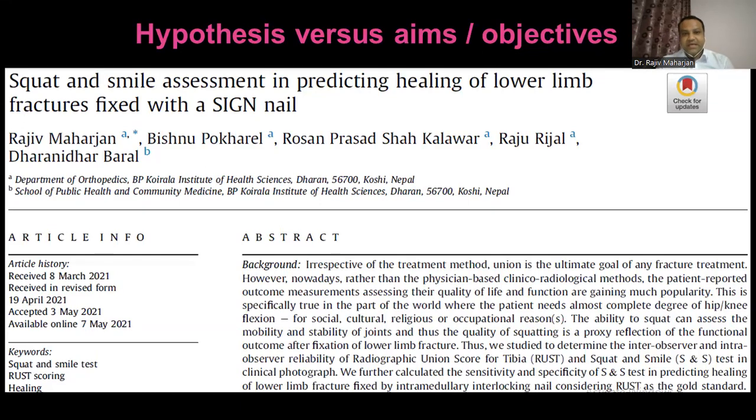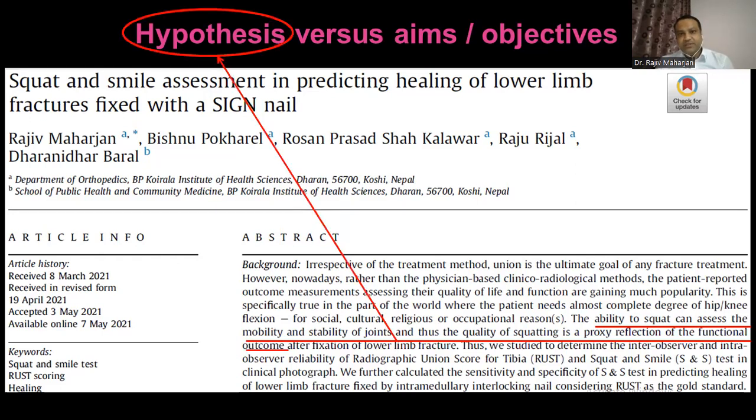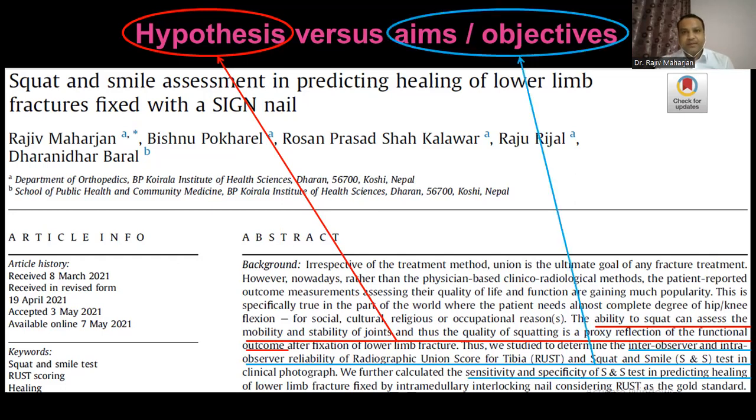If you read the background carefully, they say that the ability to squat, and squat with the mobility of certain joints, and the qualitative squatting is a proxy reflection of functional outcome. So this is a hypothesis given by the authors. Based on this hypothesis, the aim was to determine the inter-observer and intra-observer reliability and the sensitivity and specificity of the squat-and-smile test. So this forms the aims and objective of the study.